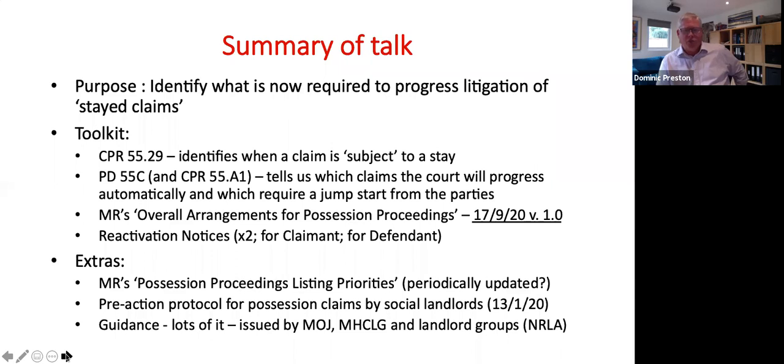There's a pre-action protocol for possession claims by social landlords. It's an old document, Ben has referred to it, but you may want to have that to hand for some of the new claims that Alice was talking about. And there is an enormous amount of guidance. There are a few bits in there that you might want to pull out, but I'm not going to go too close to it, but it is there, and it is at least worth looking at at some point.